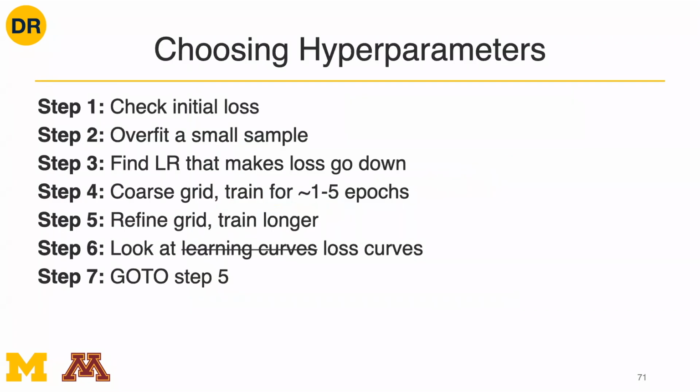Okay, so in terms of strategy, you again go back to the 5th step and do this again and again until you're satisfied with your performance. So these are simple guidelines to think about how to train your neural network.